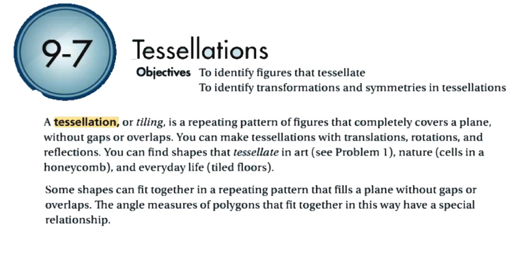Well, oftentimes you'll hear a tessellation referred to as a tiling of a plane. Basically what that means is you have a pattern that repeats over and over, and there are no gaps or overlaps in that pattern. We make tessellations by using translations or rotations or reflections.